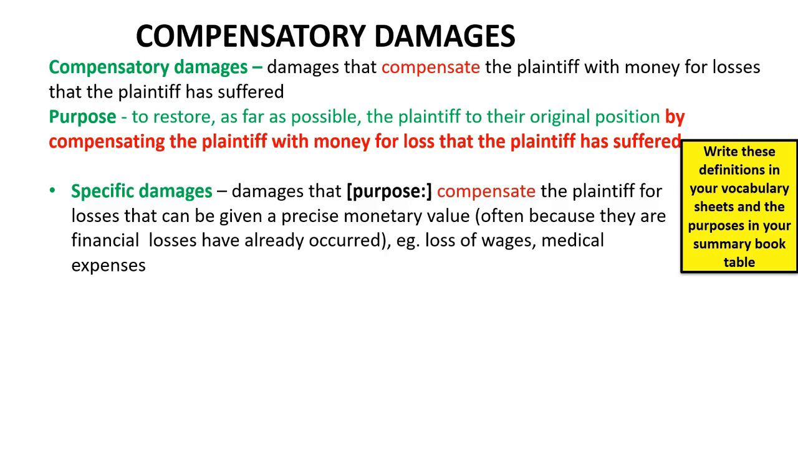It may be that the plaintiff was employed as a casual worker at McDonald's who worked 2 shifts per week. Because the plaintiff cannot work while his legs are healing, the plaintiff will have lost 2 shifts worth of work per week. This loss can be given a precise monetary value because we know what the plaintiff would have been paid if the defendant's negligence hadn't prevented the plaintiff from working his shifts.